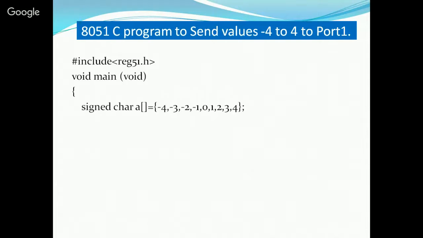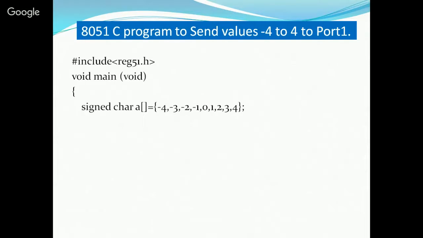So this is the array signed char. A is the name of the array which I have given, and then square brackets, and the values which I want to send are -4, -3, -2, -1 to 4. All these values are basically represented in the form of an array. And please note one thing, that because here we have negative values as well, that is why I have made use of this word signed. Otherwise it would have been unsigned.